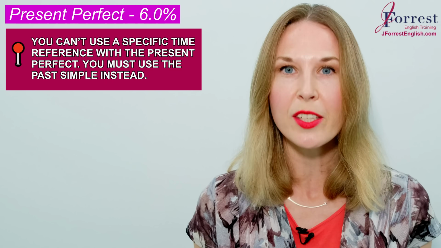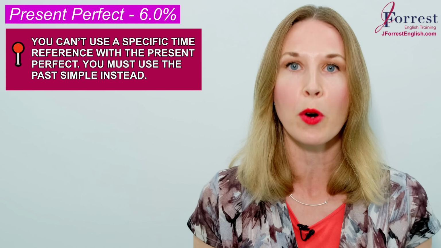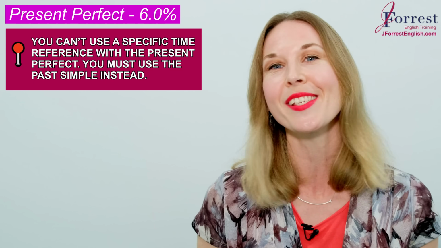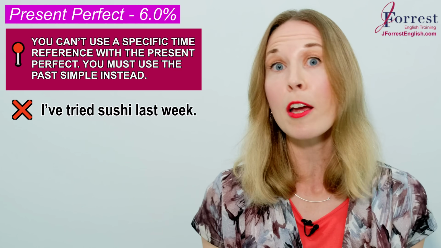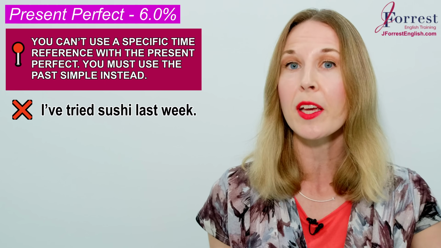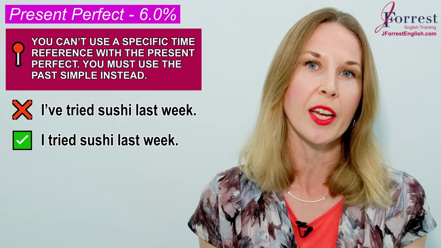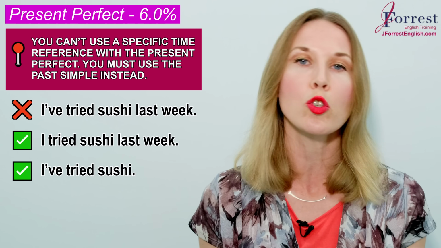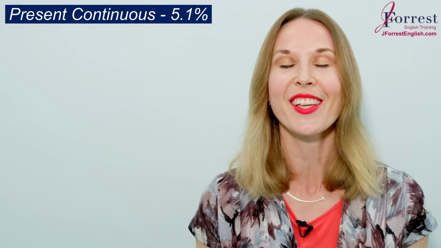Very important point, you can't use a specific time reference with the present perfect. You must use the past simple. This is a very common mistake that I see my students make. So you can't say, I've tried sushi last week, because last week is a specific past time reference. So you would have to say, I tried sushi last week, or you could get rid of last week and say, I've tried sushi. Let's move on to our last verb tense, the present continuous.